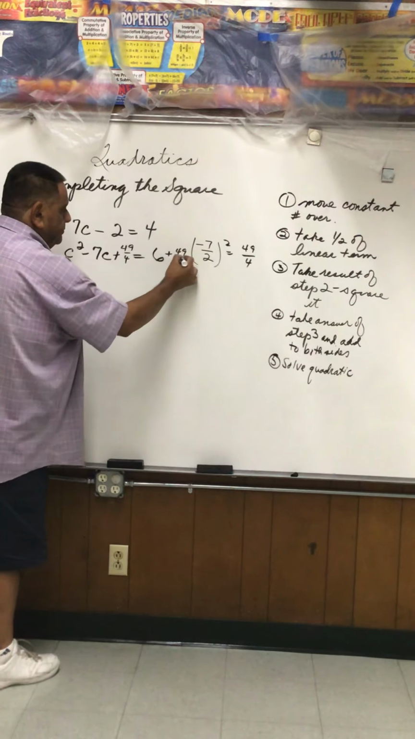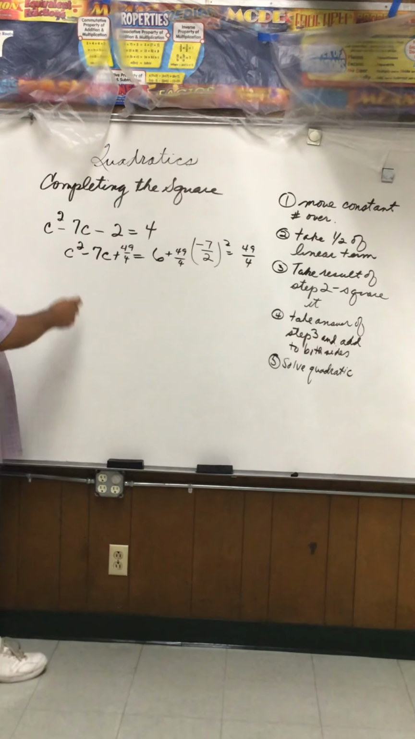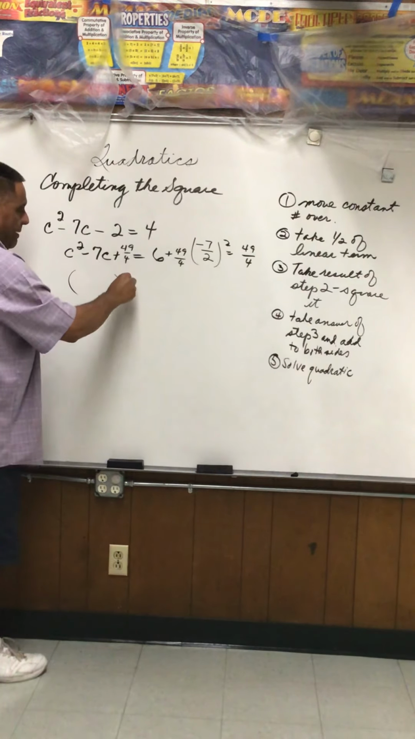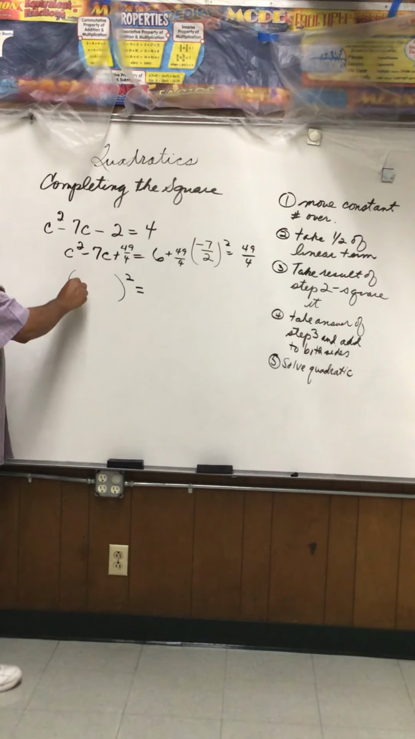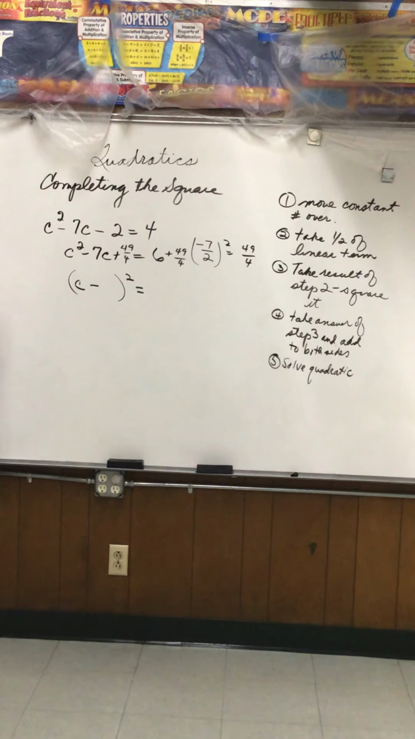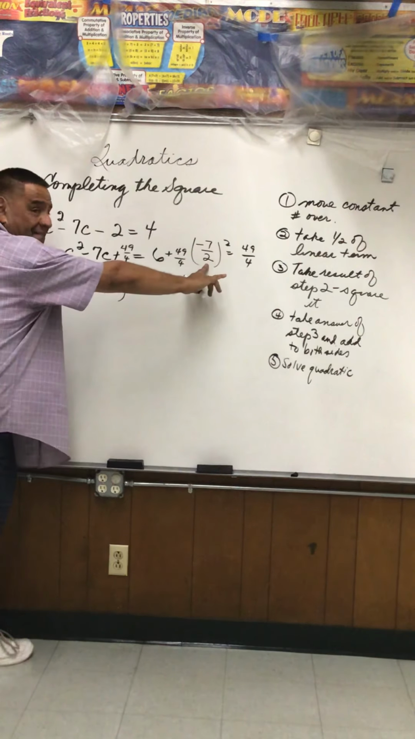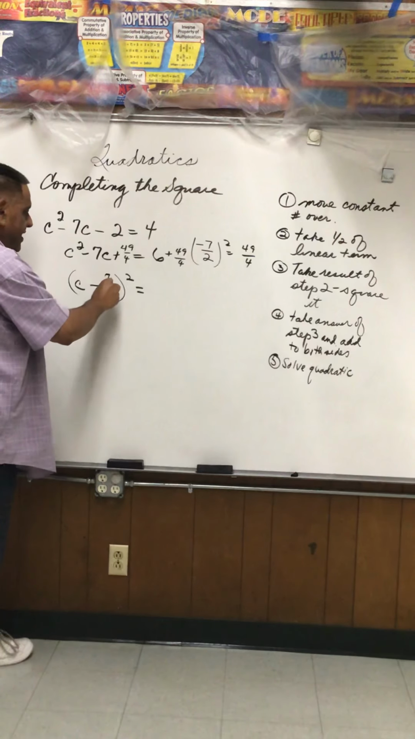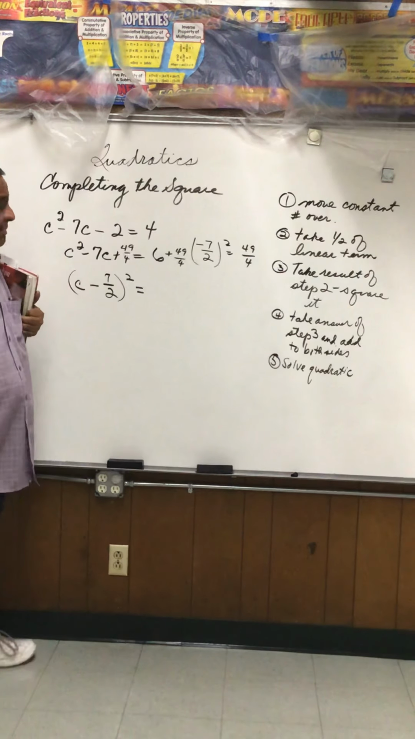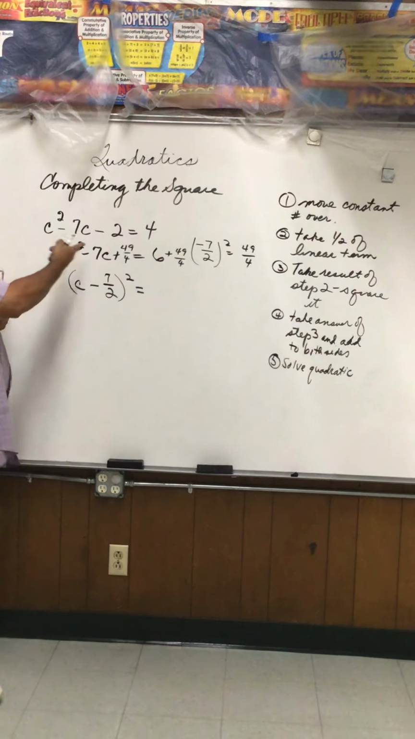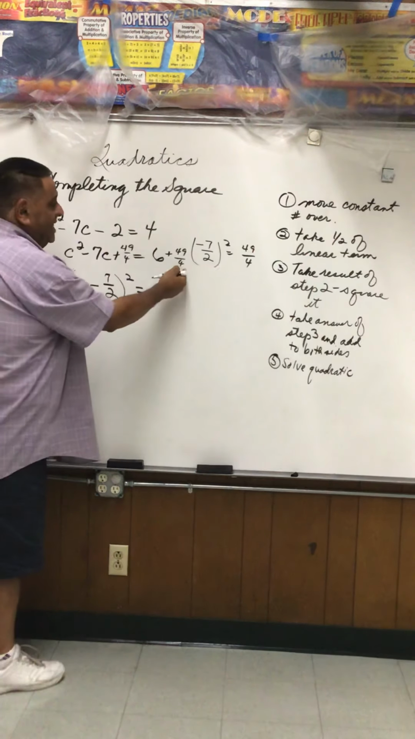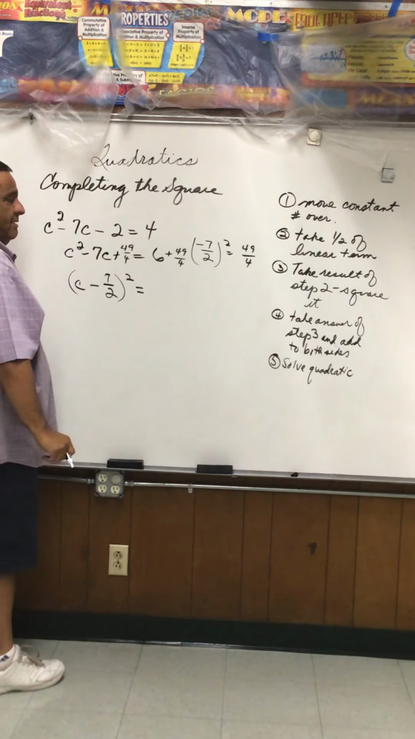49/4. This side should be a binomial square. Now remember what I said. You know it's going to be c minus. You go back up where you took half of this, and it's going to be -7/2. That's going to be your factor. If you want to multiply it out, go ahead. You will get that. Equals. Now, this one. All right?